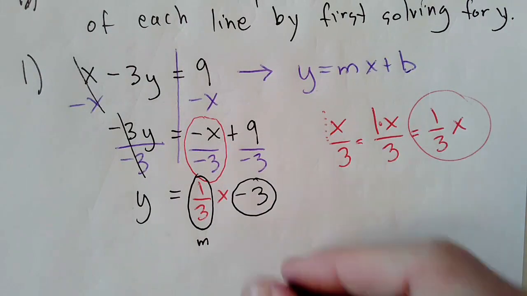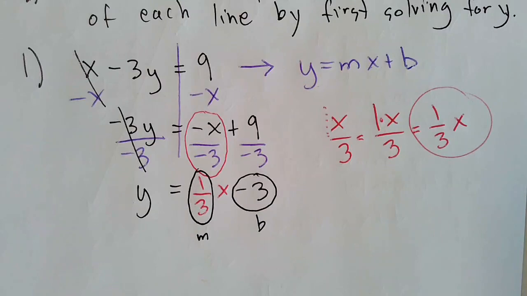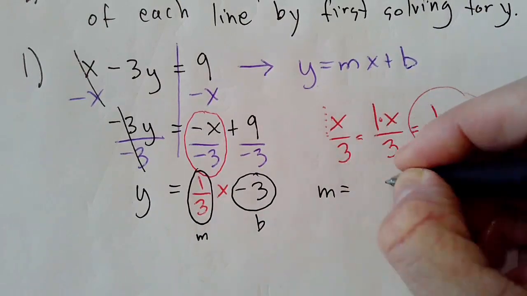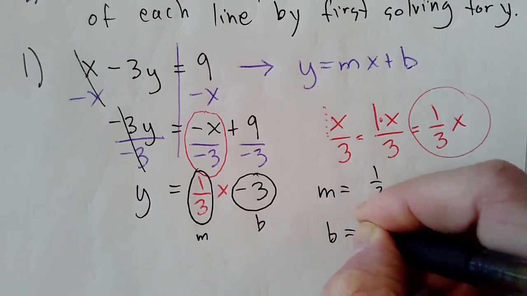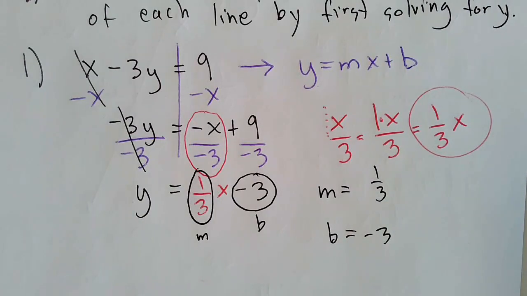X is not part of the slope. And then the b is the -3. So m is 1/3, b is -3. We can write that off to the side.